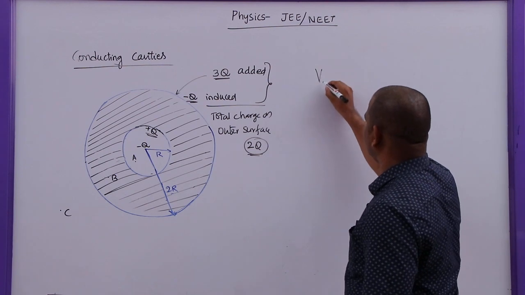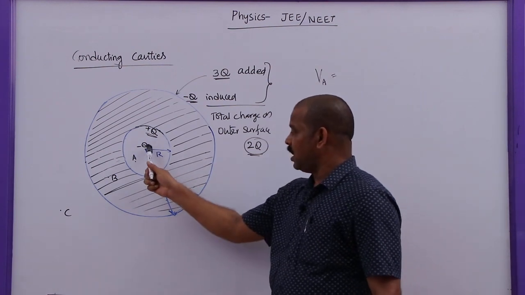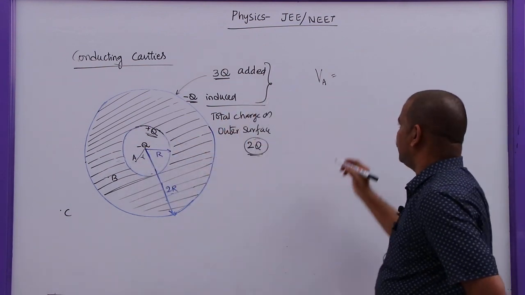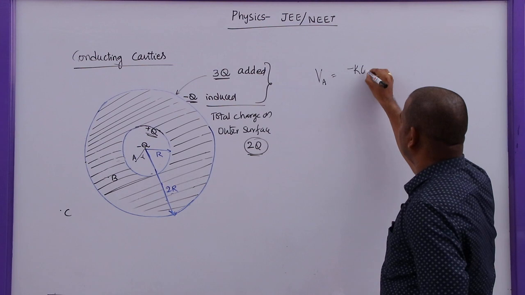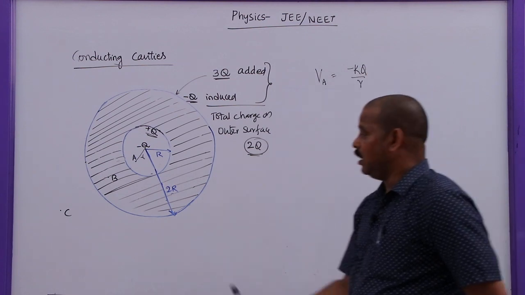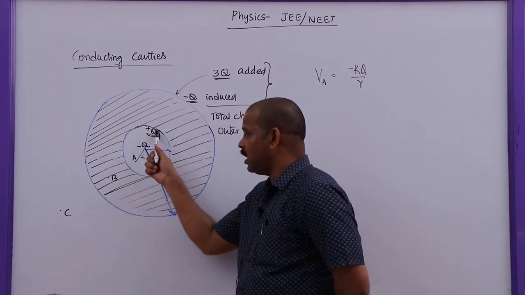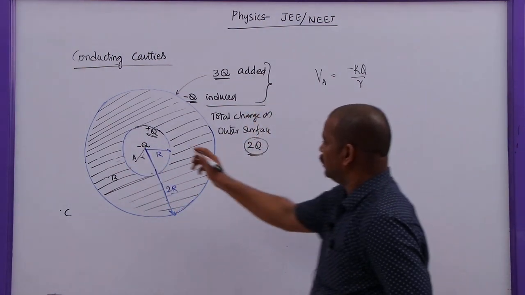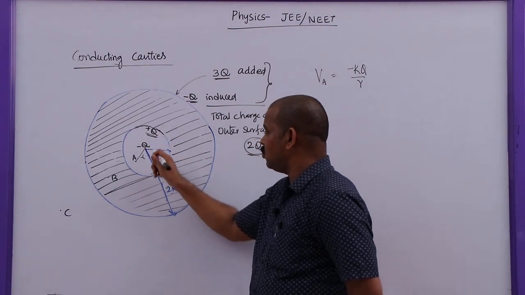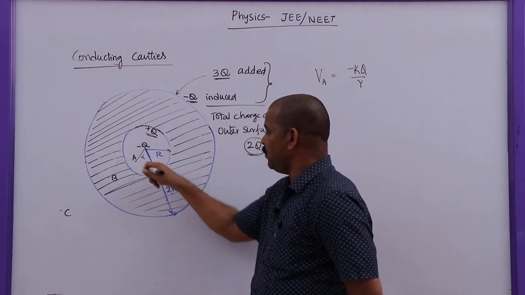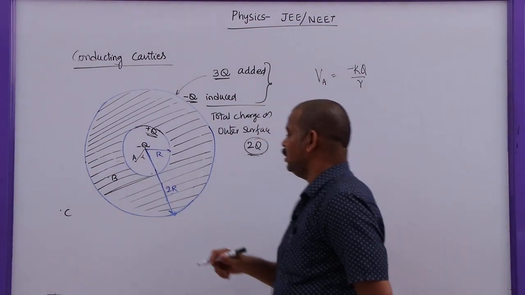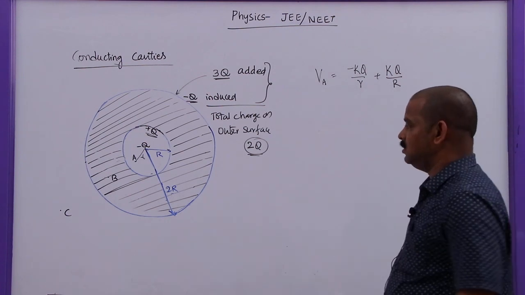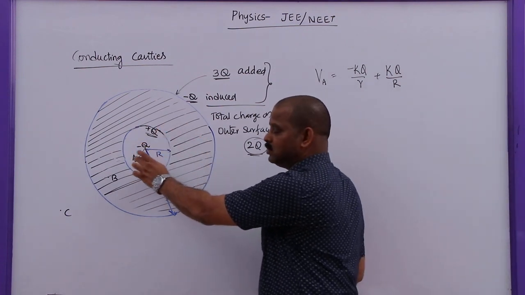So the potential at A is given by this charge, which is minus q, let the distance of this point from here to here be r. So this is given by minus kq by r, and the potential at this point is due to this charge. Even though it is on the surface, the radius of this one is capital R, and the potential at this point is kq by capital R. But the same potential exists throughout this cavity, so it is given by k plus q by capital R. This is the potential on the surface, also equal to the potential at this point A.